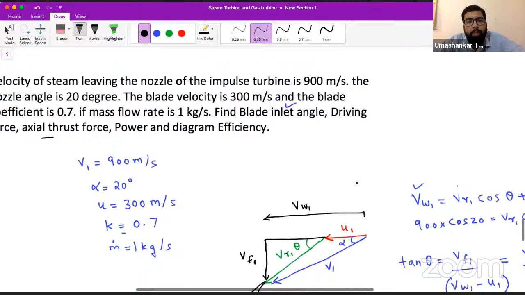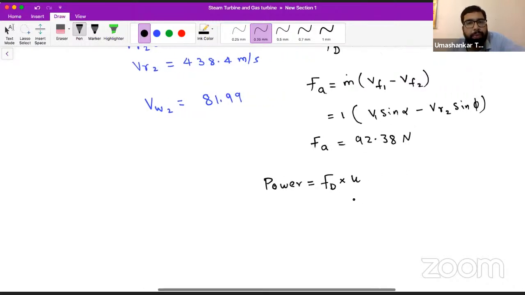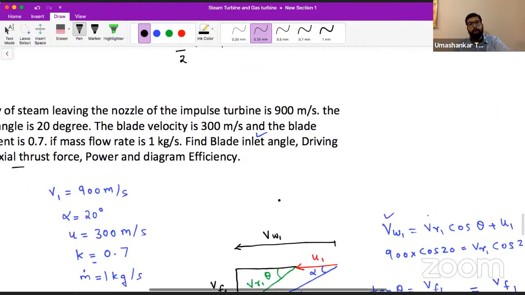Okay, so what else we have to find? We have to find the power. For finding the power, we know we have a driving force. We know we have a velocity. So we can multiply the driving force with velocity, and we can have the power.